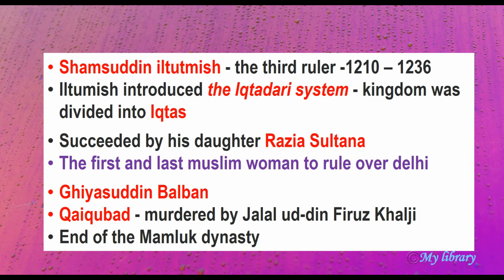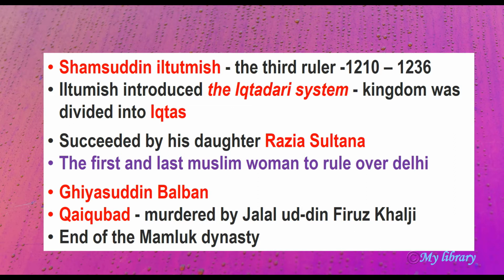Sultan Iltutmish died in 1236 and was succeeded by his daughter Razia Sultana, as he did not consider his sons fit to be a ruler. Razia Sultana was the first and last Muslim woman to rule over Delhi. She was killed by her brother's forces. Next important ruler after Razia was Ghiyasuddin Balban.